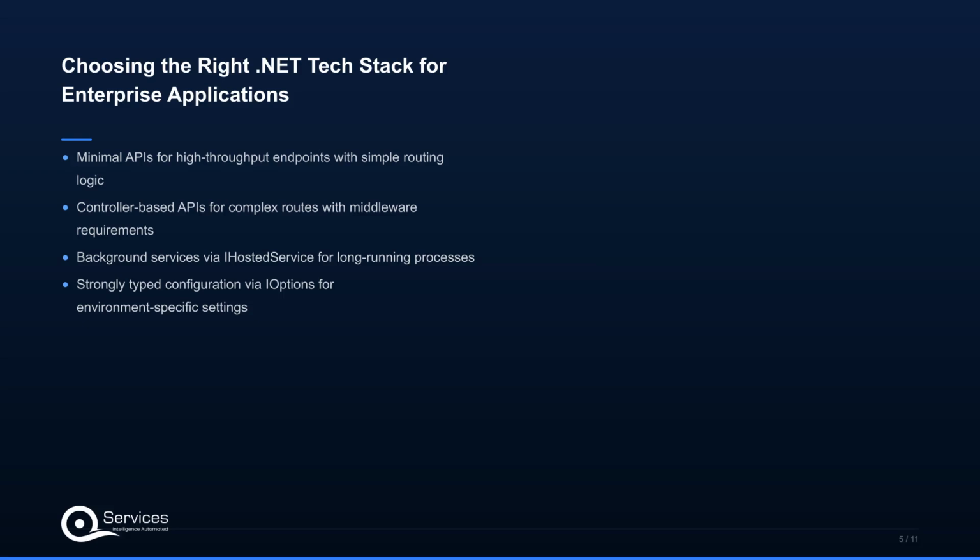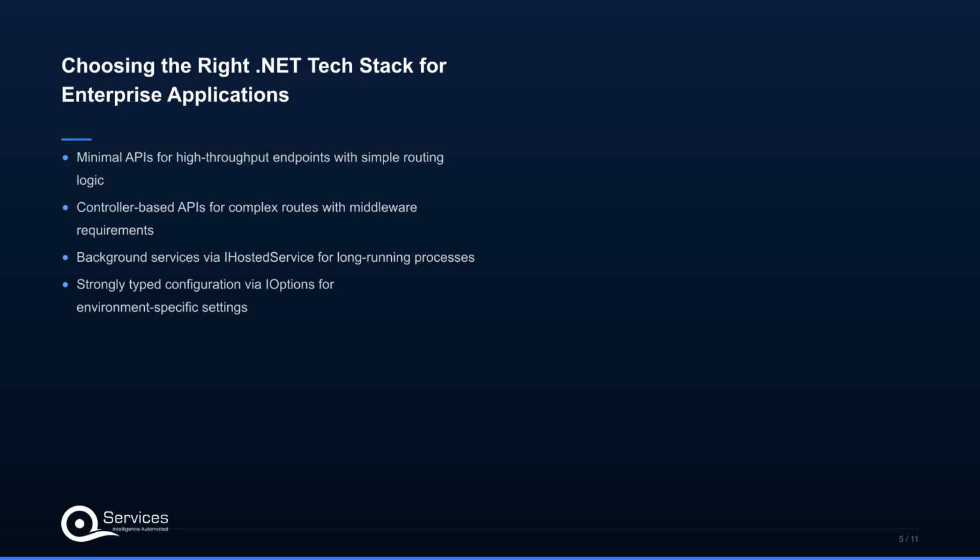Next up, choosing the right .NET tech stack for enterprise applications. The .NET ecosystem has matured significantly over the past 3 years. .NET 9, released in November 2024, brings performance improvements that make it a compelling choice for greenfield enterprise applications. A qualified .NET development company will help you navigate these choices based on your workload, team composition, and integration requirements rather than defaulting to whatever is most familiar.